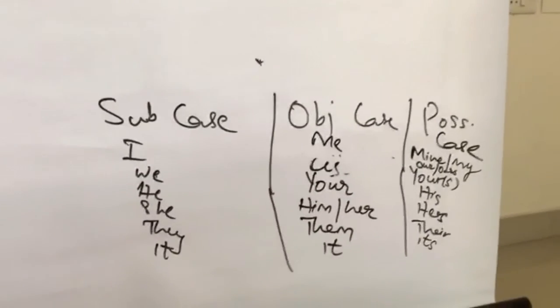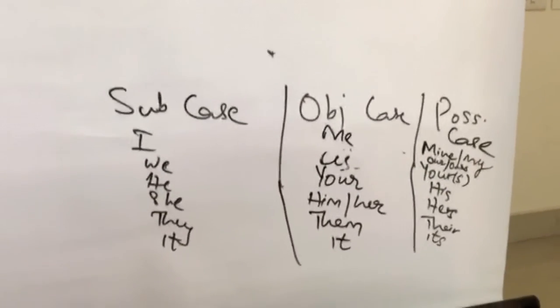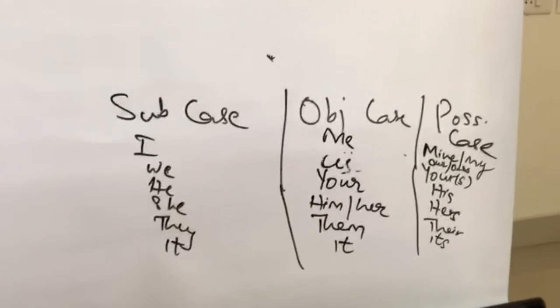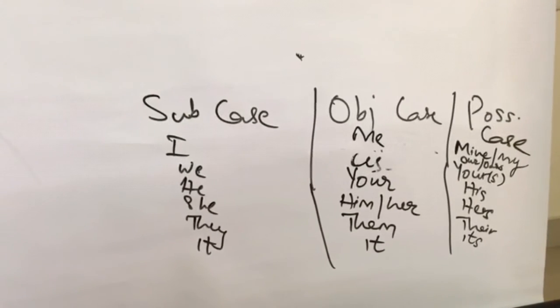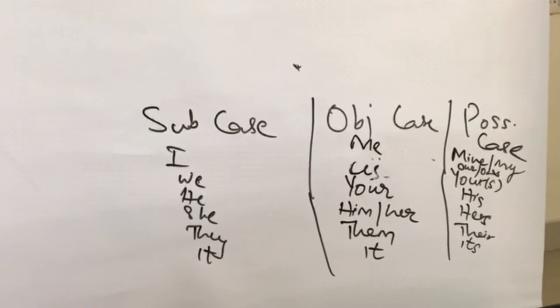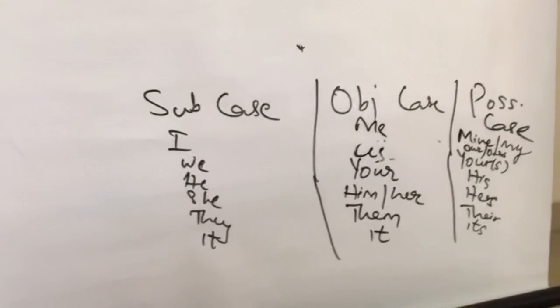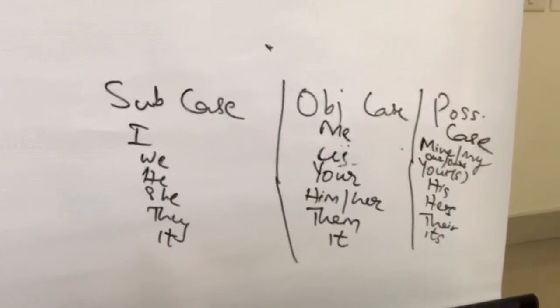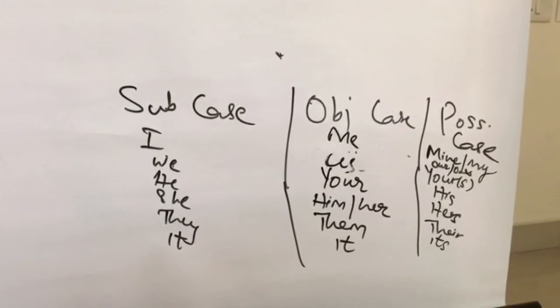So let's get started. What does rule number 6 say? It says that the case of pronouns should always agree in number and gender with the noun that they replace. We discussed what cases of pronouns are, right? What is a case of a pronoun? We said that there are 3 cases of pronouns: the subjective case, the objective case, and the possessive case, as you see on this board.